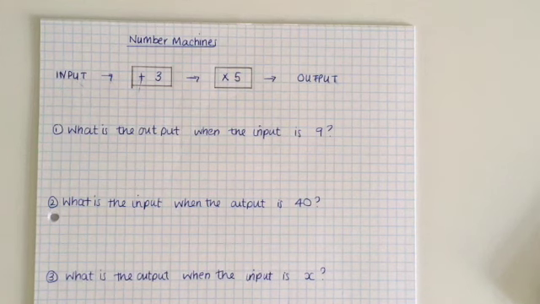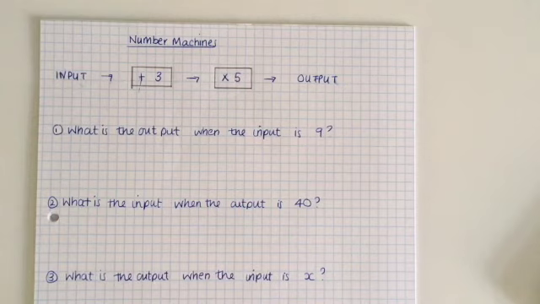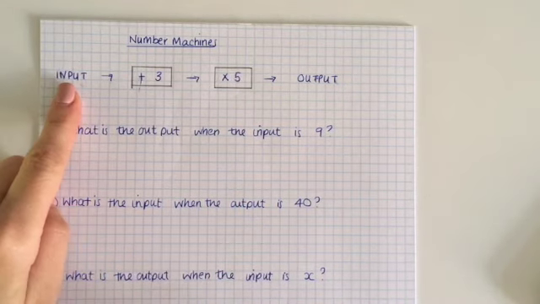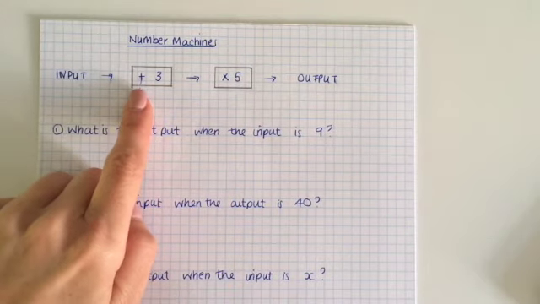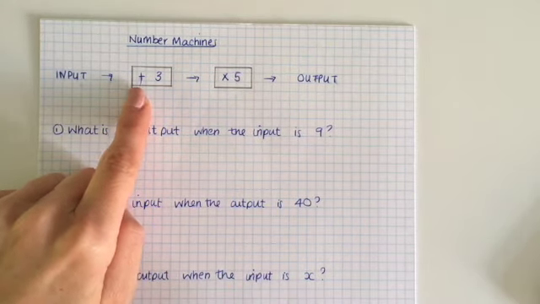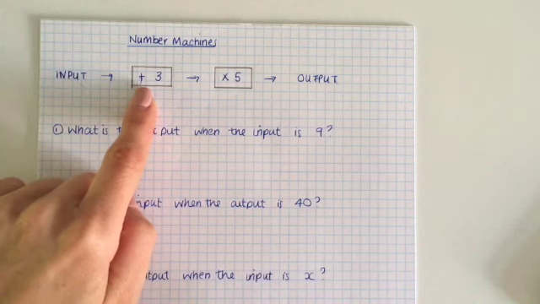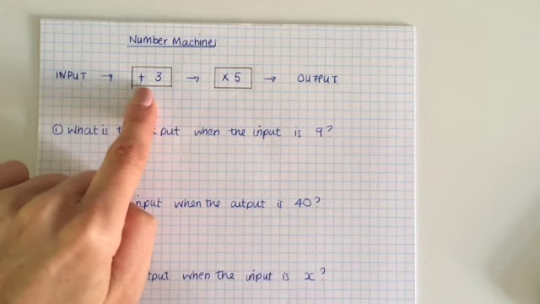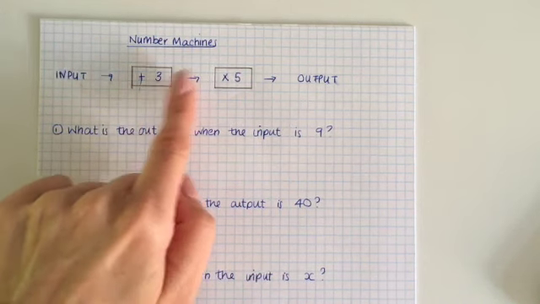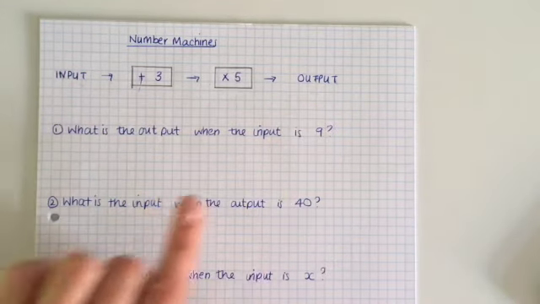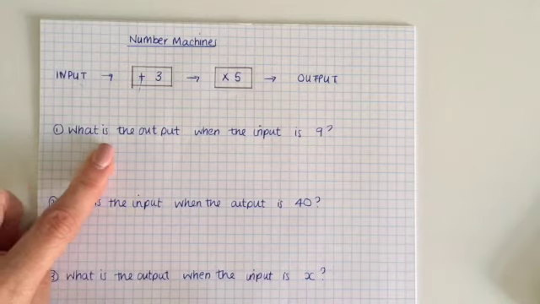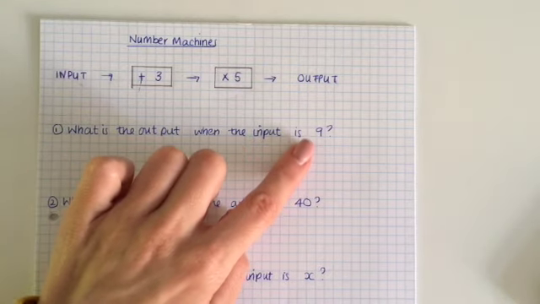This video is on number machines, or function machines. What you have is you put a number in and then things happen to it. In this function machine, the first thing that happens to the number is 3 gets added to it. Then whatever the answer to that is gets multiplied by 5, and we get the output. The first question is asking what the output would be when the input is 9.